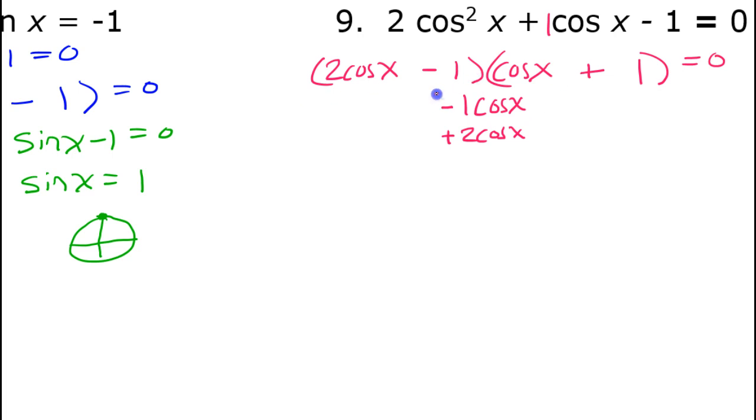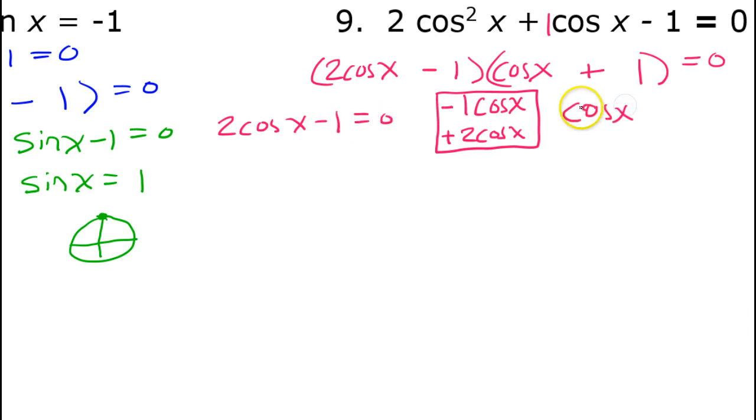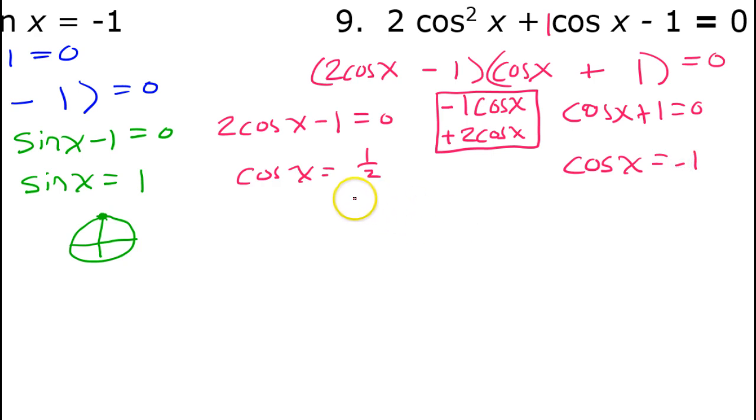Now I set the factors. Let me just sort of box that out. Now I set the factors equal to 0. So I'm going to go 2 cosine x minus 1 equals 0, and I'm going to go cosine x plus 1 equals 0. Add 1, divide by 2, I get cosine x is equal to 1/2. Subtracting 1, I get cosine x is equal to negative 1.